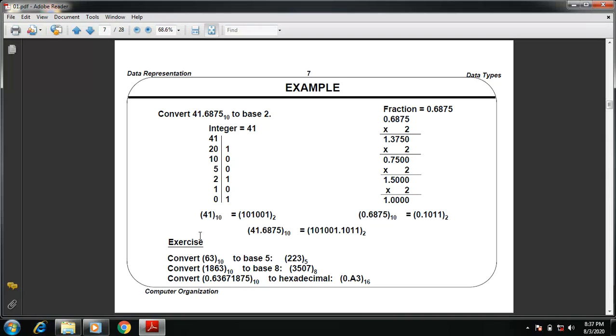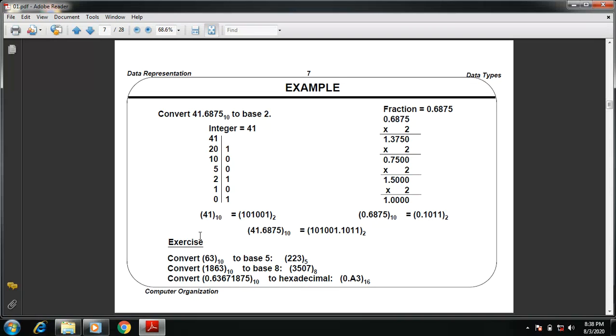That is 20 times. 2 twenties are 40, so we get the remainder 1. Again we divide 20 by 2. 10 times, 10 2s are 20, so the remainder is 0. Then 5 2s are 10, the remainder is 0. Then 2 2s are 4, the remainder is 1. Then 1 2s are 2, the remainder is 0. Again we divide by 2 and get 0 remainder 1. Now we take all the remainders from bottom to top. So 101001 is a binary number, that is base 2. So 41 is converted to binary.